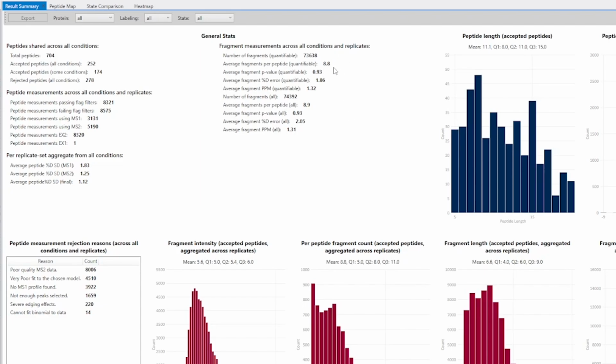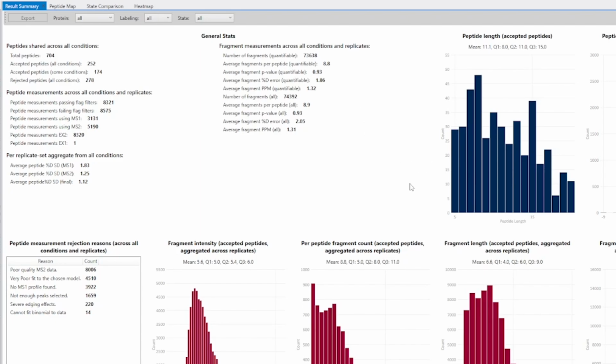In this case, 9 fragments per peptide is quite good for most of your peptides. That's actually a very good number of fragments. As well as the fit p-value of the fragments, where closer to 1 means it's a better fit. The percent D error, where this number is coming from, the mass error for each fragment, and so on, will be described a bit later.